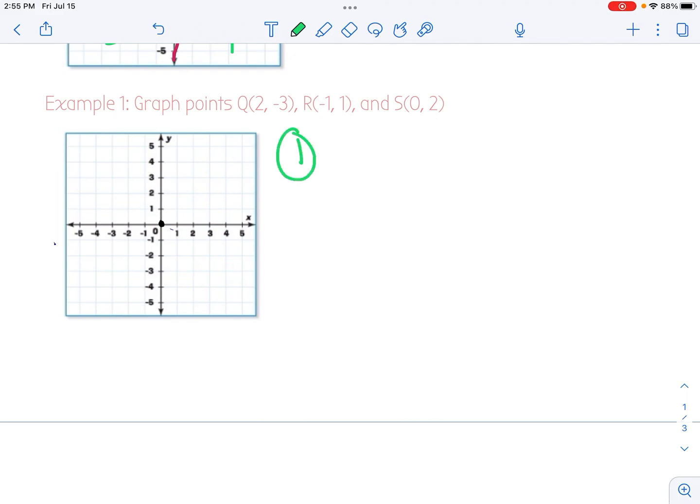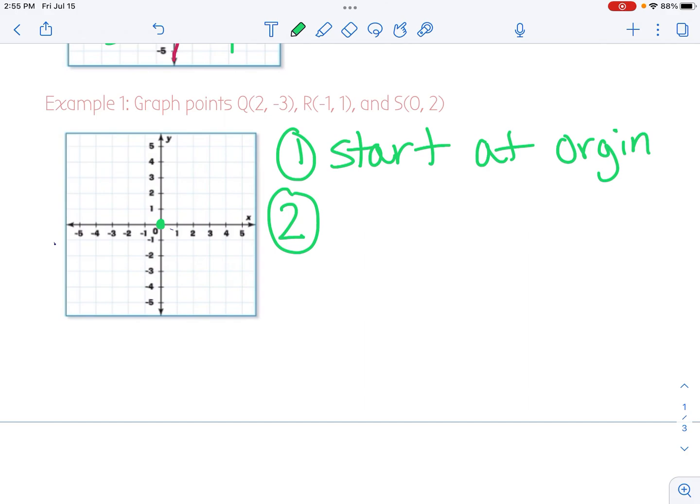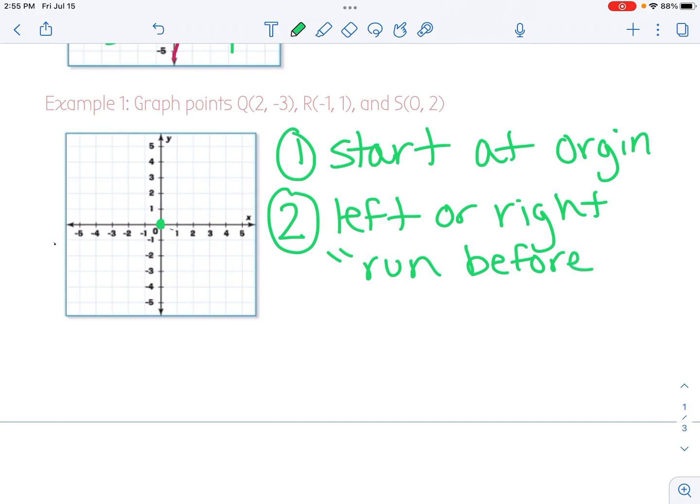Example 1, we're going to graph 3 points, Q, R, and S. So the first step when graphing points is you always want to start at the origin. So I'm going to go ahead and put a point at the origin, (0, 0), because that's where I want to start. That's my starting point. Step 2 is we always want to go left or right first. I always like to say that you want to run before you jump, because you'll have more momentum. So we're going to go left or right first.